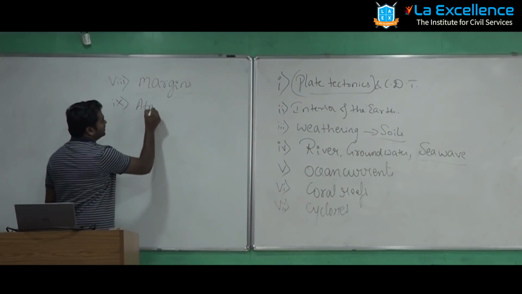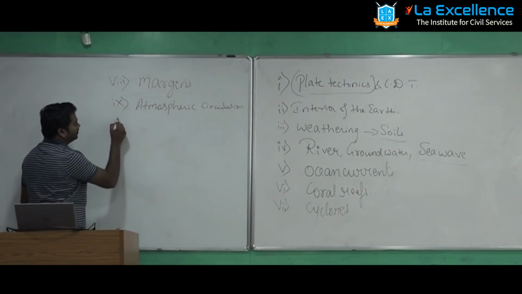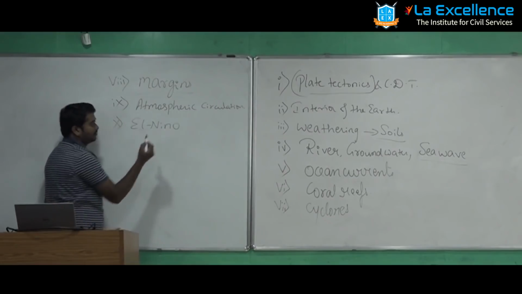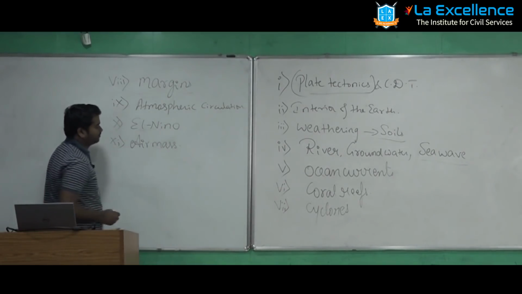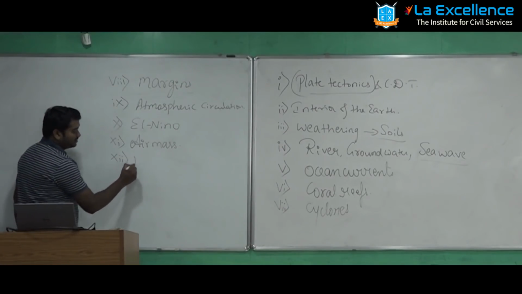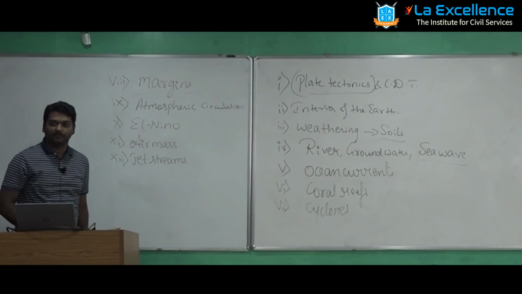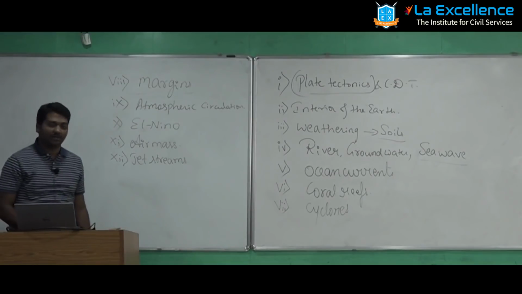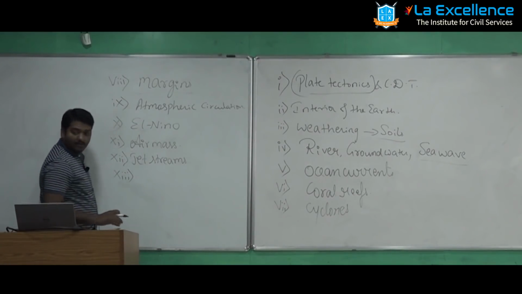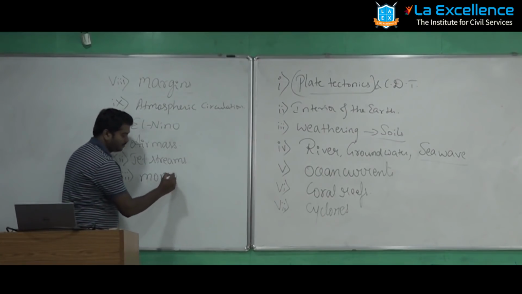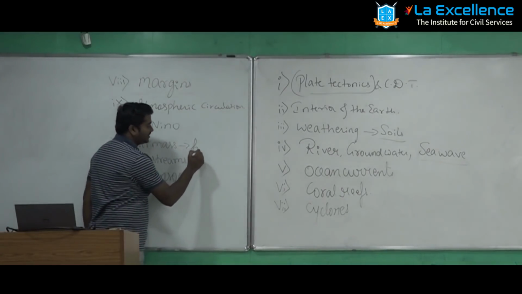climatology, atmospheric circulation is for mains. El Nino, air mass, jet streams, anything associated with Indian monsoons. Okay, anything associated with Indian monsoons becomes important. Then you also have air mass, you try to cover fronts here itself.